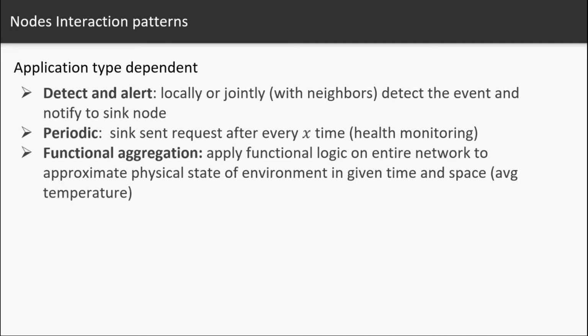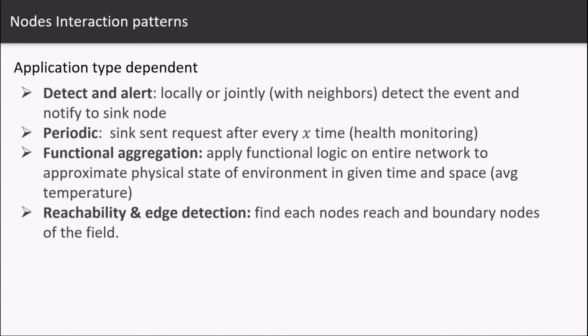Then we could also have functional aggregation type interaction patterns that are used by the sensor network to approximate the value of multiple nodes in a given space or time. Then reachability and edge type interaction patterns, which can be helpful in finding out which other nodes a given node can reach, and finding the edges or other structures in a network, like finding the boundary lines of the network, etc. We will study all of these properties in upcoming videos of this course as well, so don't worry if you don't understand anything yet.